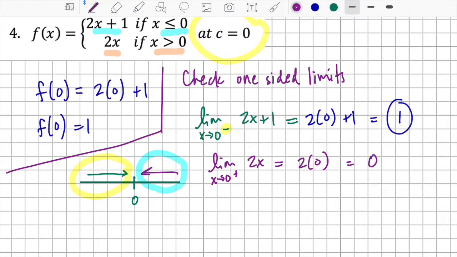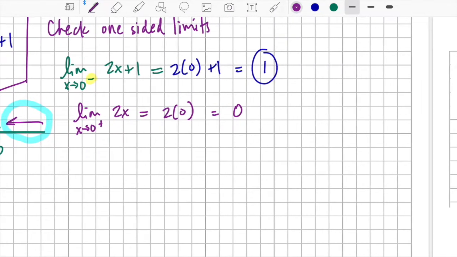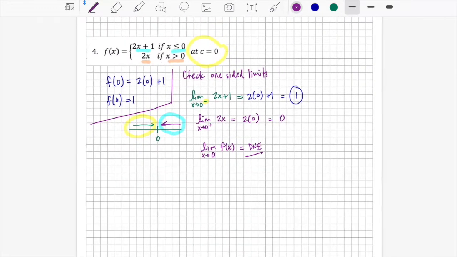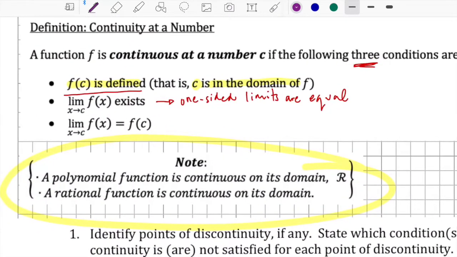2 times 0, that's going to be 0. So now the one-sided limits are different. And if the one-sided limits are different, that means that the limit as x approaches 0 of f of x does not exist. And if it does not exist, then that means that it is discontinuous there, or it doesn't satisfy the second property, this one.